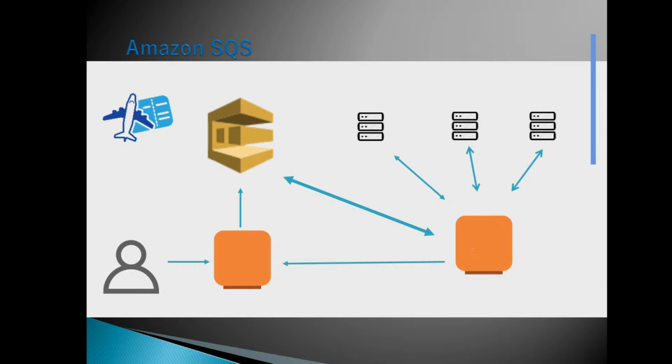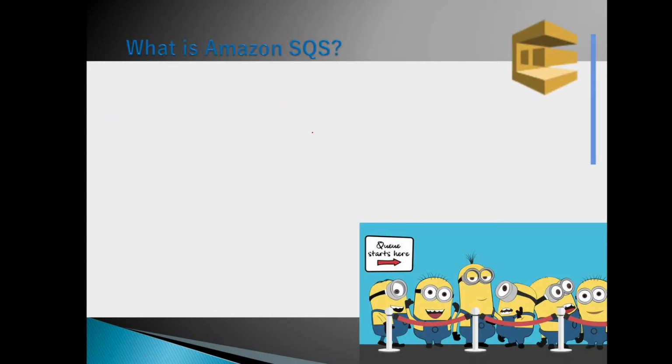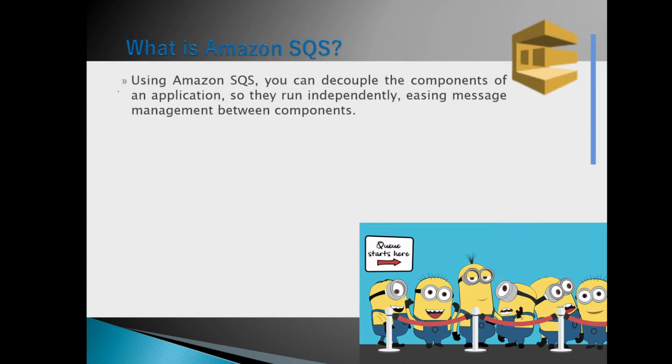So to make sure all the requests are saved and preserved, you can use SQS. Always remember, SQS is a messaging service, not a data service. Here you have to put the messages. Using SQS, you can decouple the components of an application so they run independently, easing message management between the components. So we have talked about that.